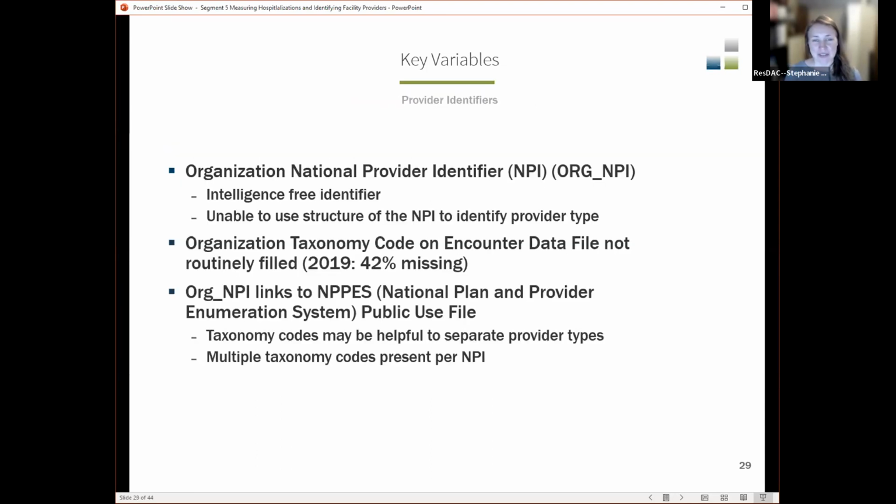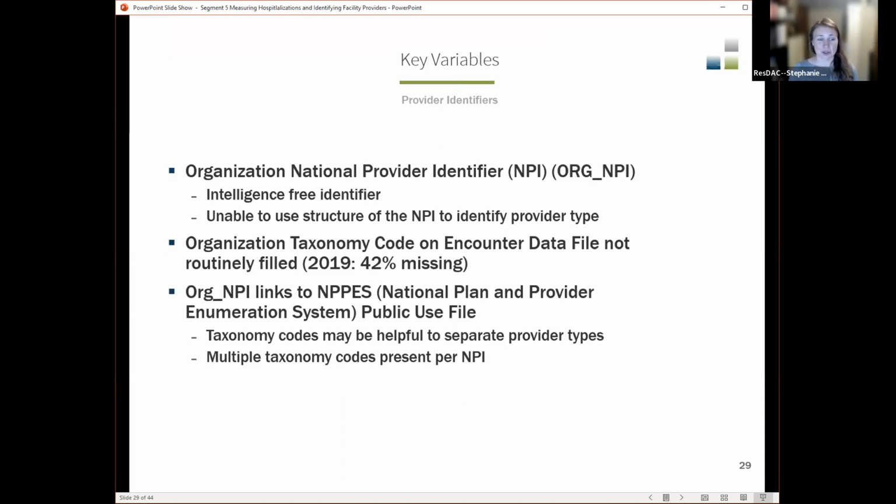Now, as we've talked about, the encounter data only has the organizational NPI. You can't use the structure of what's included in the NPI variable itself to determine the provider type. And there is a field on the encounter data that is called the organization taxonomy code. It's not routinely filled. This isn't something where CMS is taking the org NPI and filling it in. It's based on what's reported, at least that's my understanding. So you don't necessarily get the taxonomy. If you do though, then you can find the NUCC taxonomy codes.